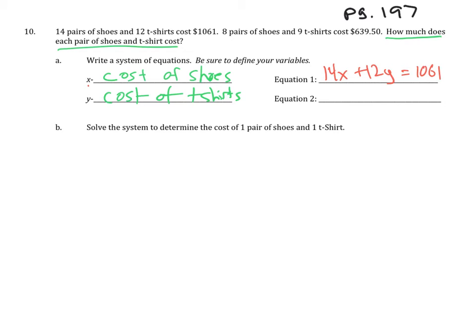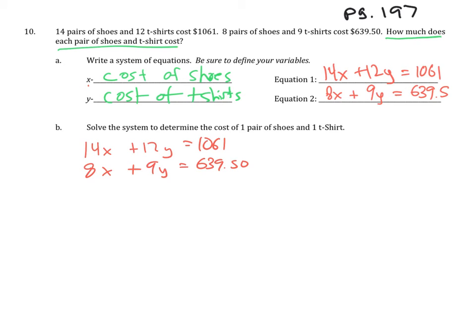I'll do the same thing for my second equation. 8 shoes, so 8x, plus 9 t-shirts, 9y, equals $639.50. So those are my two equations. I'm going to copy them down below here, and we're going to solve this with elimination this time, because none of the variables would get alone very easily. And we'll need a calculator. So if you don't have a calculator, pause it and get a calculator out. If you want to try it on your own, you could pause the video. I'm going to work through it here.